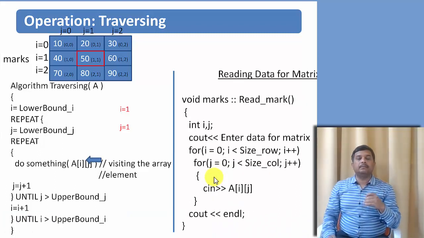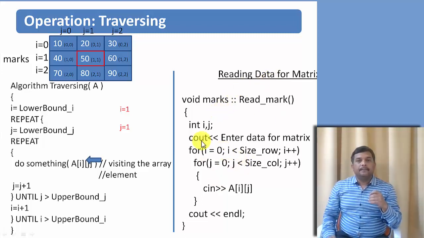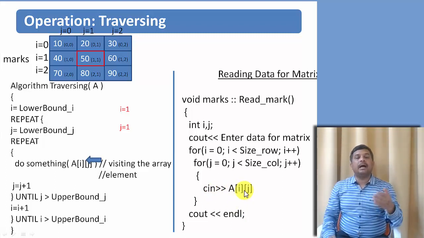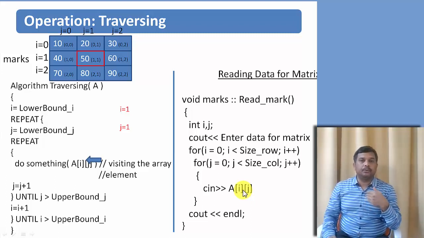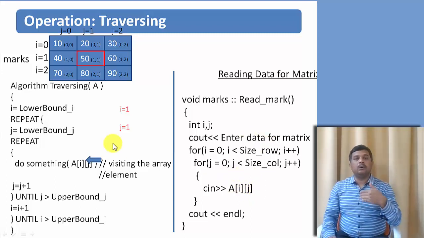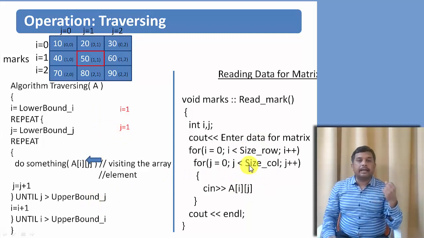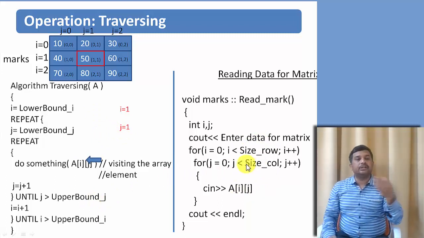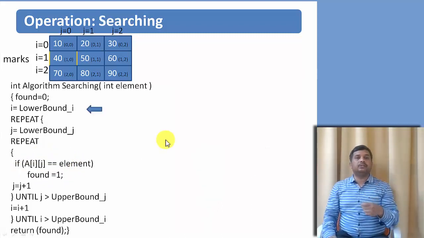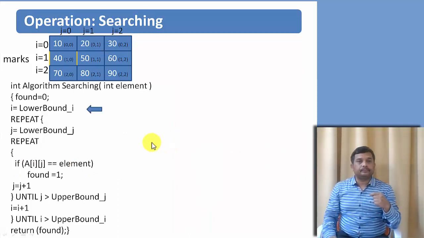The same algorithm I can use for reading the data of a matrix. How? The same thing, but in place of do something, I have taken cin. So for this particular element, I am reading data from my keyboard. So this is how this logic works for reading and writing, and for searching also. For searching, we have an if condition in the do something place. Now let us see how the searching is done.